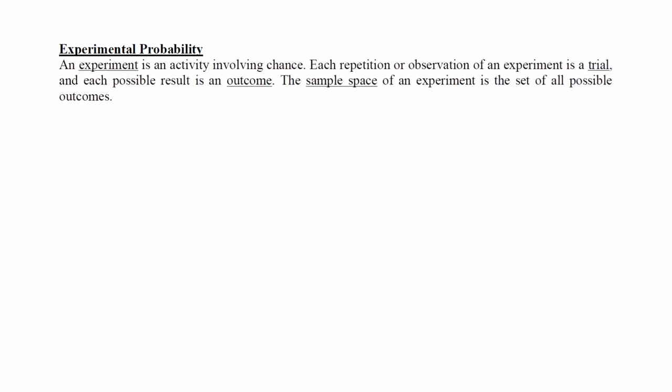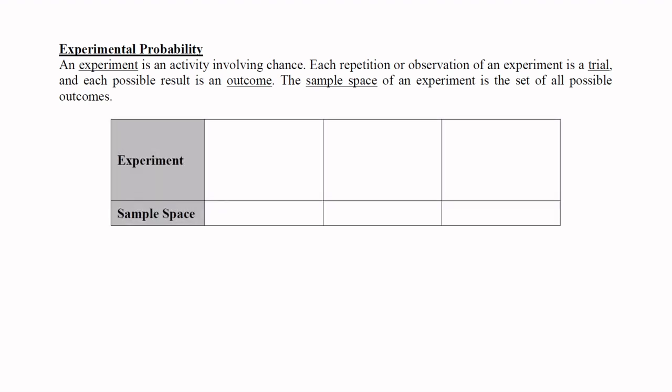An experiment is an activity involving chance. Each repetition or observation of an experiment is a trial, and each possible result is an outcome. The sample space of an experiment is the set of all possible outcomes. So, if we have an experiment of rolling a die, the sample space is 1, 2, 3, 4, 5, and 6, because those are the possible outcomes of rolling a die.